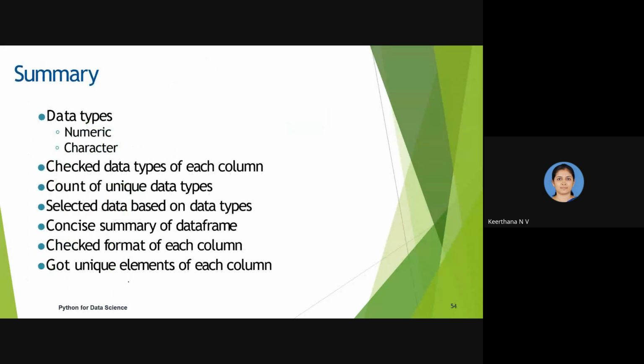The next thing, these are the things we have discussed so far. What are the types of data available? Numeric and character data. In character data, there are two categories: one is categorical data, another one is object data. And how you want to check the data type of each column, we have seen that. And counting the unique data types, how you are going to select the data present in the data types, a concise summary of a data frame using the info method, checking the format of each column, how you are going to get the unique elements, and how you are going to find the missing values in the data set. All these were discussed.